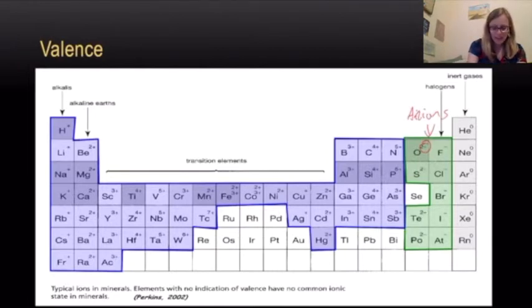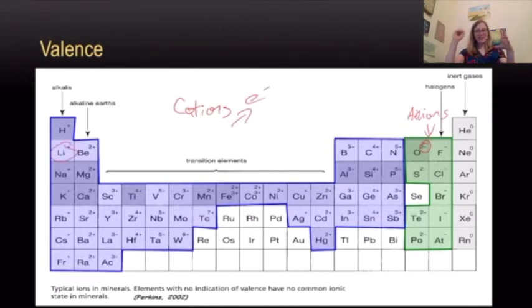Or we've got the cations on this side that have lost electrons. So lithium over here had an outer shell with 1 extra electron. It gives that up so that the next shell down will be just 1 solid set of 8 electrons.